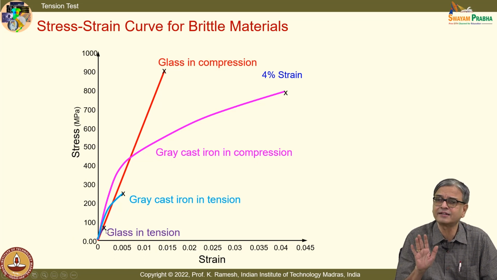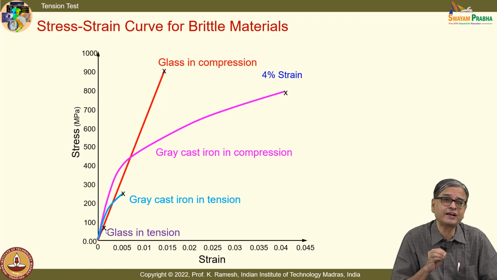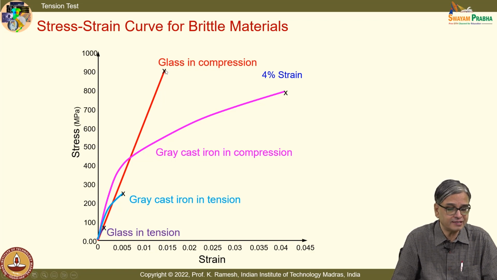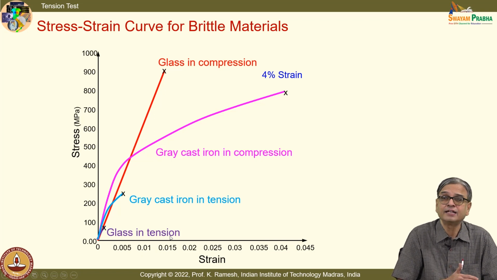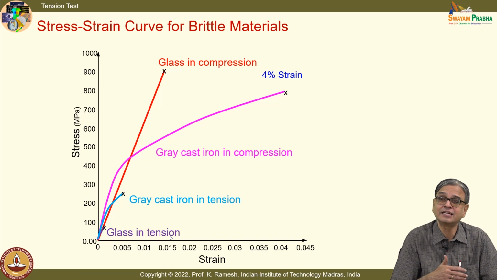Is the idea clear? It's strikingly different when you take a brittle material. First observation is the strain levels are also very small. In the case of glass, it is extremely small. Second observation is it does not have the same failure strength in compression and in tension. And if you look at the ratio in the case of glass, it is almost 10 or 11.